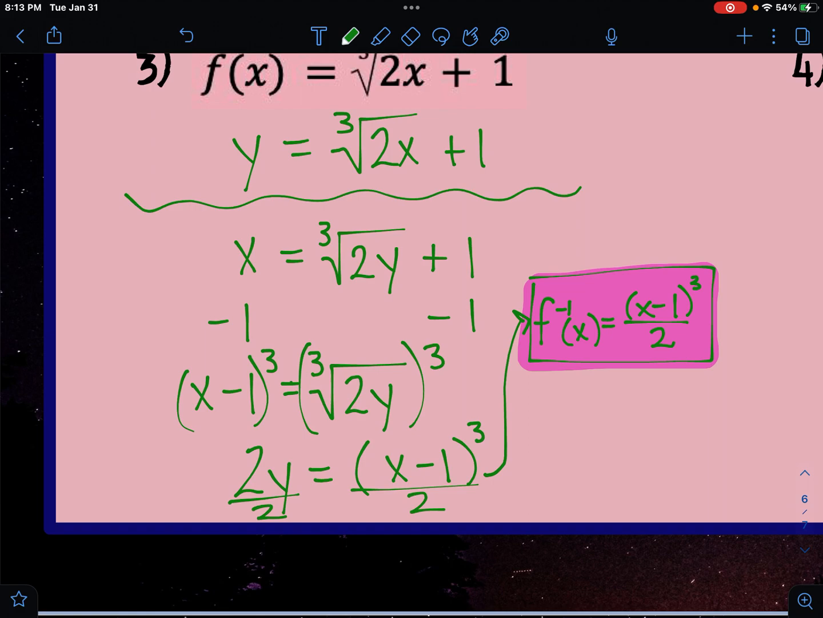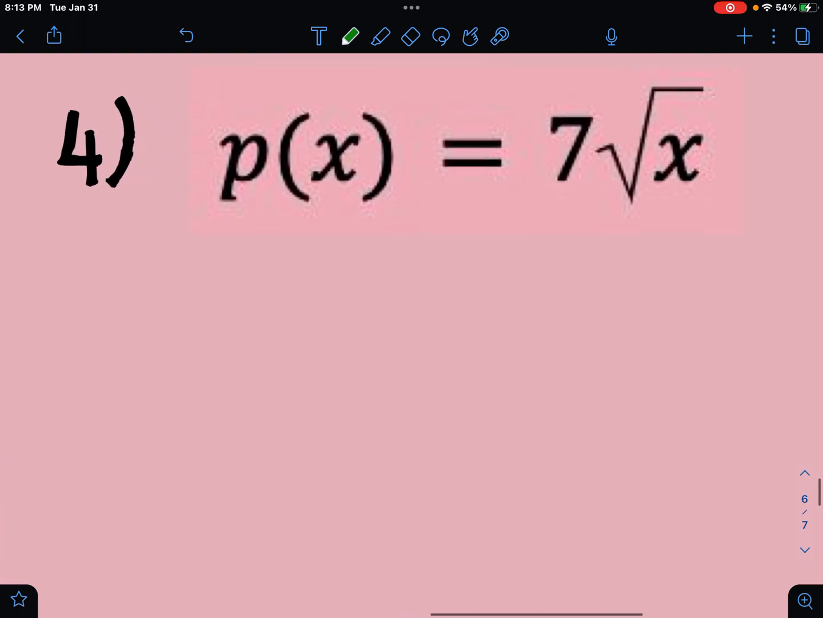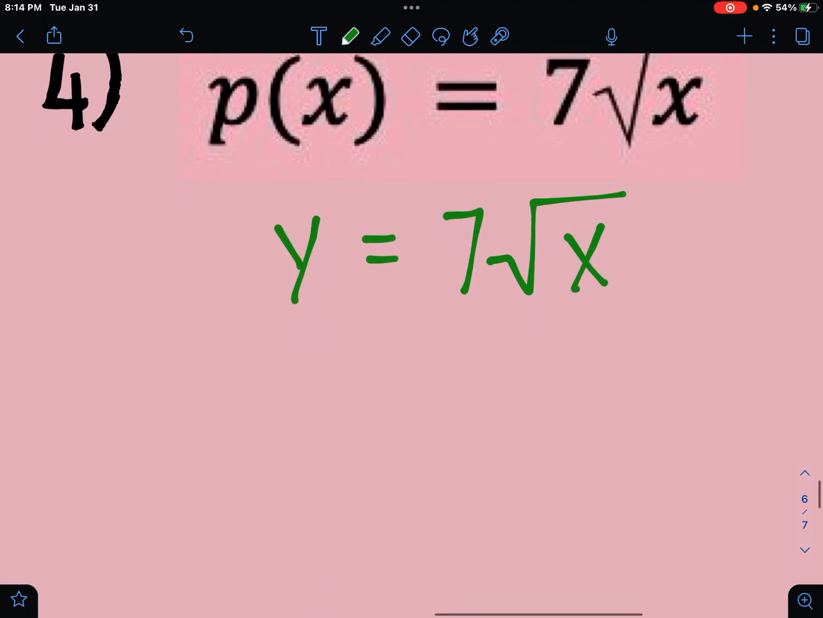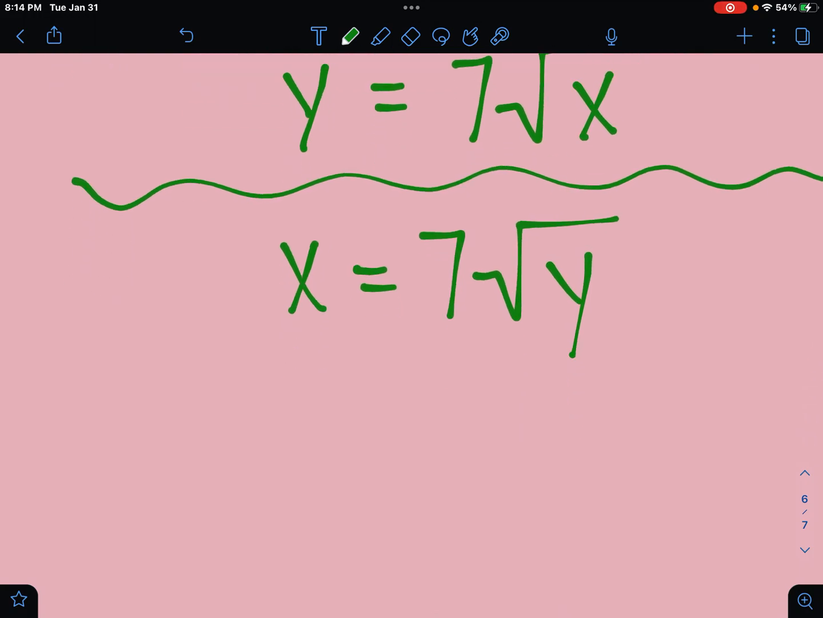Okay, so there's number 3. Hopefully you're getting it. Here's number 4. I'm going to change that to y. Then do this, 7 times the square root of x, do my squiggly line. x equals 7 square root of y.